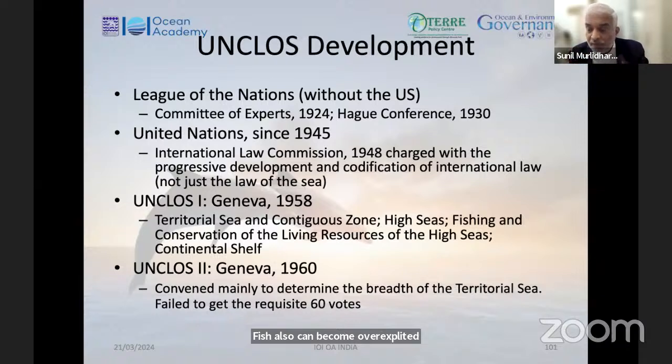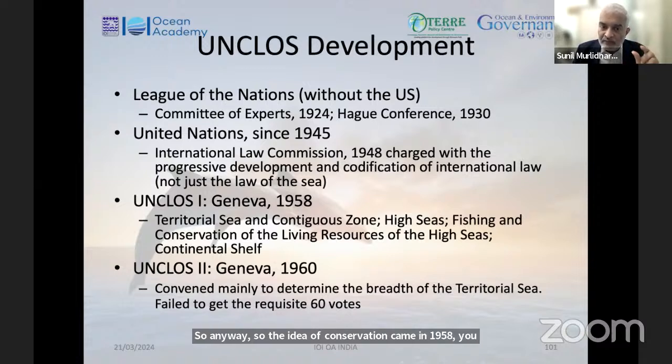So in 1984, he accepted his mistake. Great man to accept a mistake, make a mistake and accept it. So anyway, the idea of conservation came in 1958, the first time the word was actually used in the title of a convention.